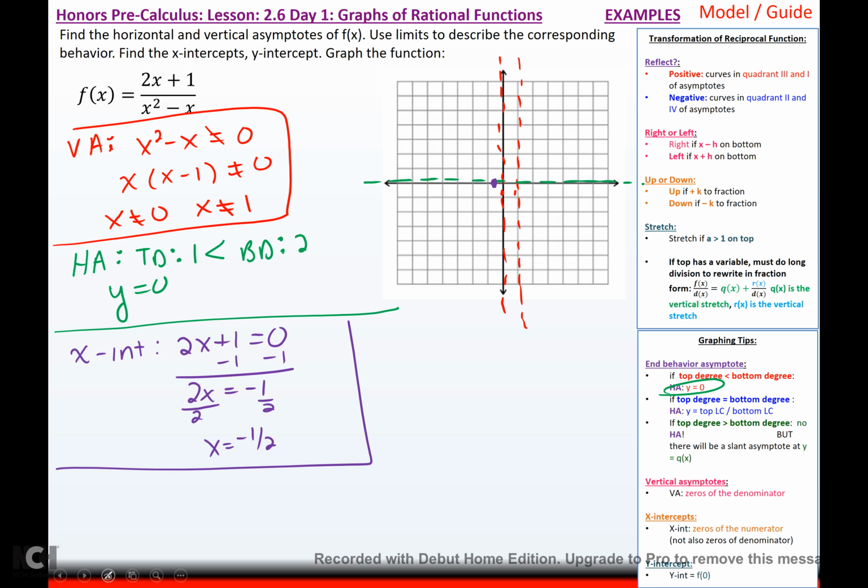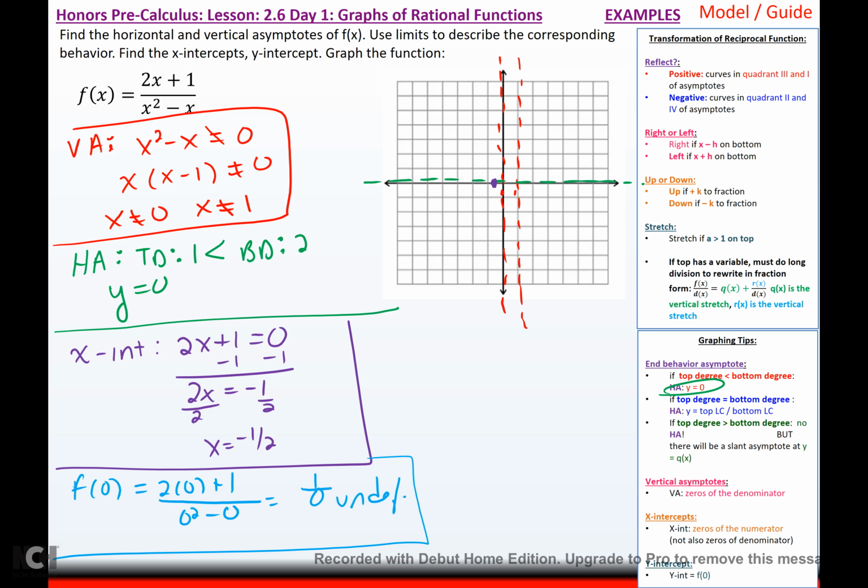Okay, to get my y-intercepts, I find f of 0, which is going to be 2 times 0 plus 1 over 0 squared minus 0, which is going to be 1 over 0, which is undefined. So it's not going to touch the y-axis. There's not going to be a y-intercept. Okay, so it's not going to cross the y-axis.